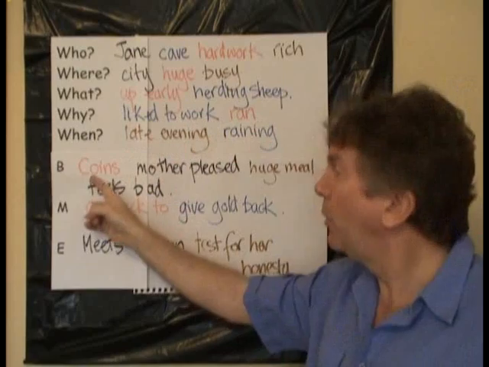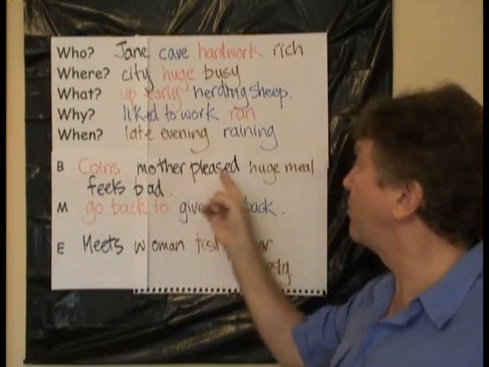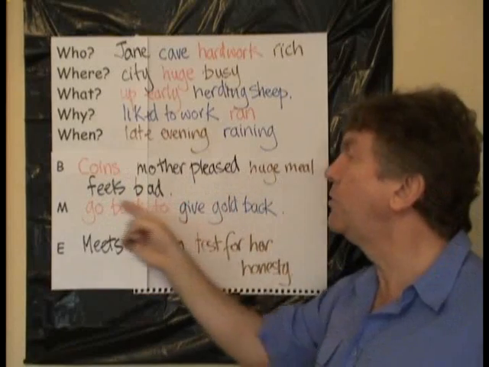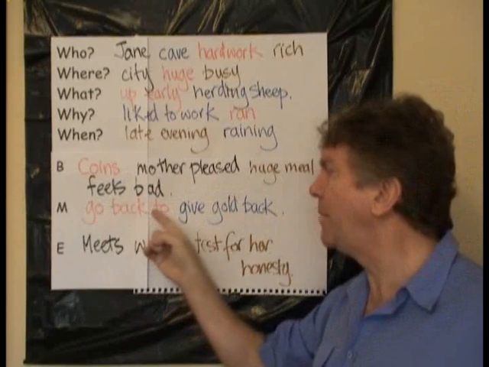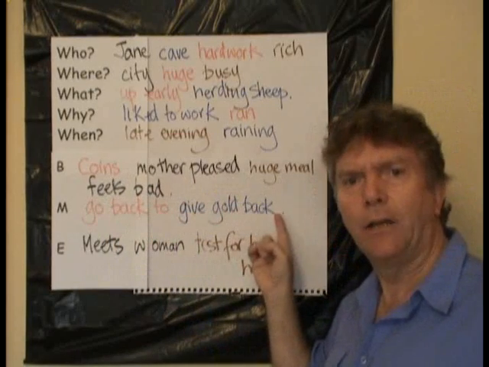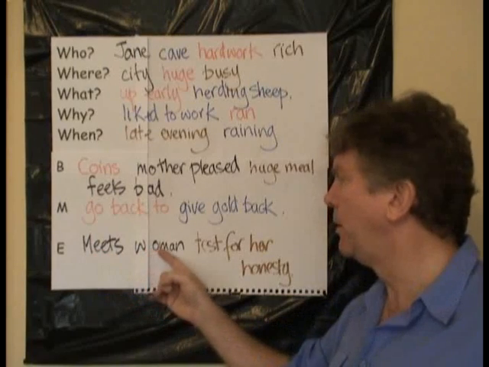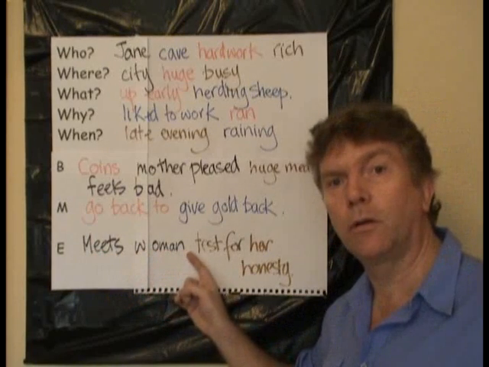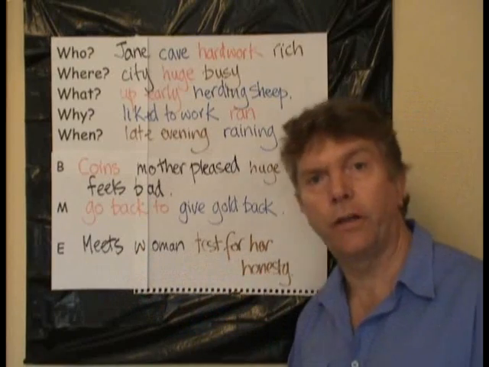a woman, who gave her coins, a lot of coins for all of the sheep. Her mother was pleased and the two of them had a huge meal. But Jane felt bad. She wanted to go back to give the gold back to the woman who had bought the sheep. And when she did meet that woman, she gave her even more gold, because this had been a test to find out how honest she had been.